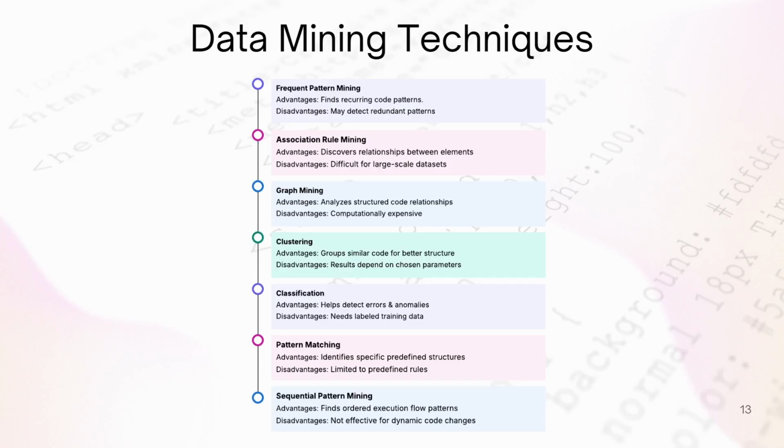Well, a real world example is Google's bug prediction model, which combines classification and frequent pattern mining to detect potential vulnerabilities in Chrome's codebase. By analyzing past commits, the model predicts which changes are likely to introduce defects, allowing developers to proactively address these issues.